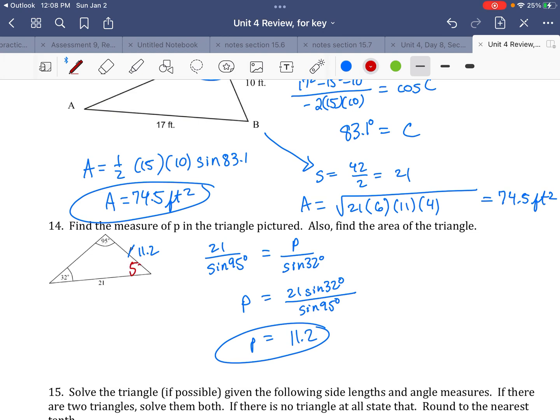And this third angle is 53. And that way, if I want to find my area, I can just do 1/2 times 11.2 times 21 times the sine of 53. Okay, and that's a lot easier than finding the third side. So 0.5 times 11.2 times 21 sine of 53. Okay, 93.9 units squared.